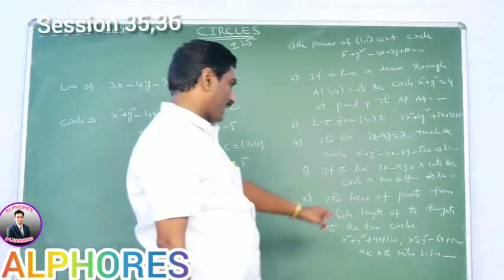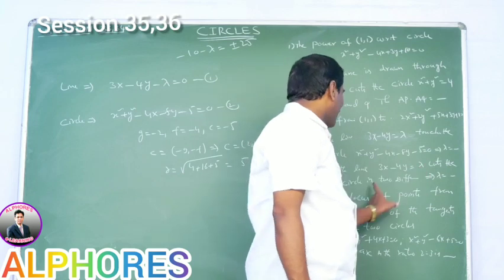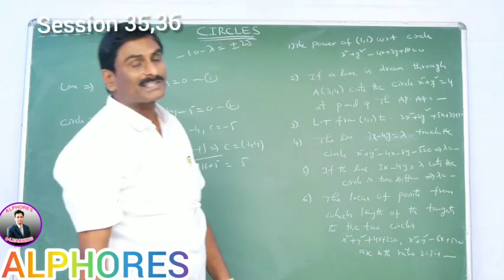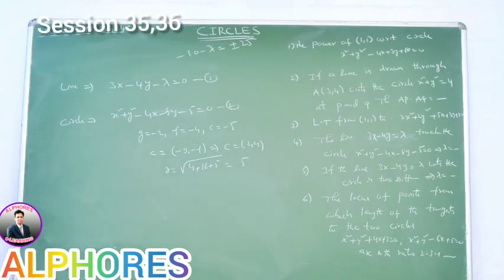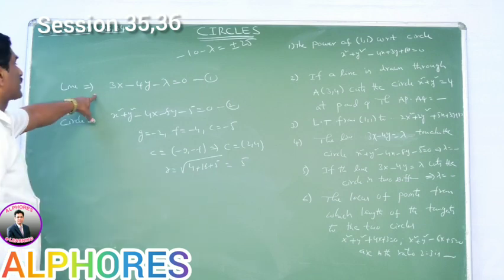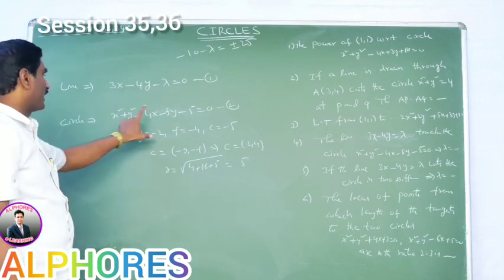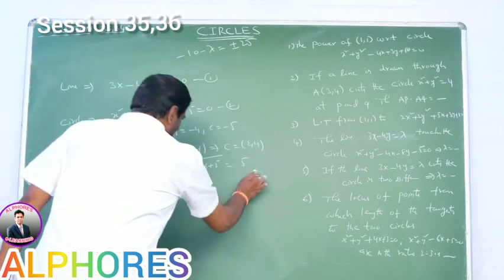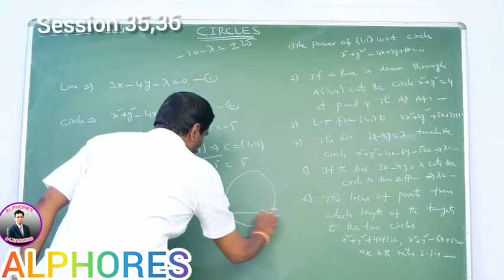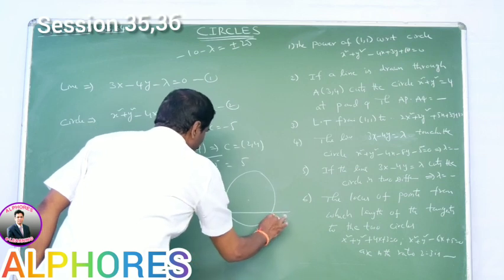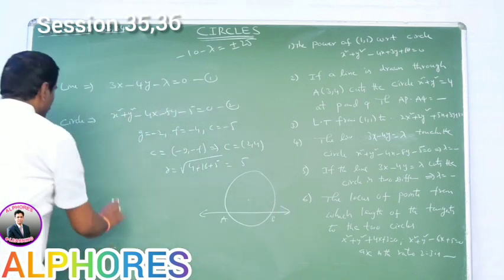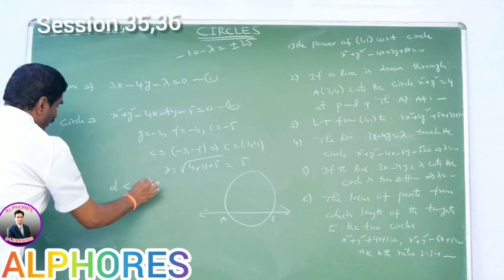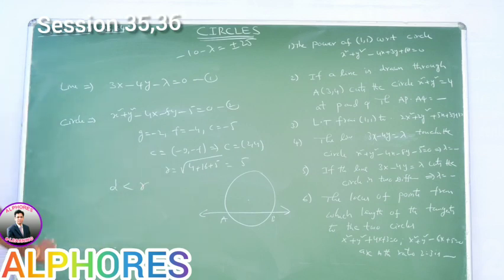If the line 3x minus 4y is equal to lambda cuts the circle in two different points, what is the range of lambda? In this case, the line is 3x minus 4y minus lambda, and the circle equation, center, and radius are as usual. The line cuts the circle at two different points. That means it is a chord. That means d is less than r. What is the value of d?